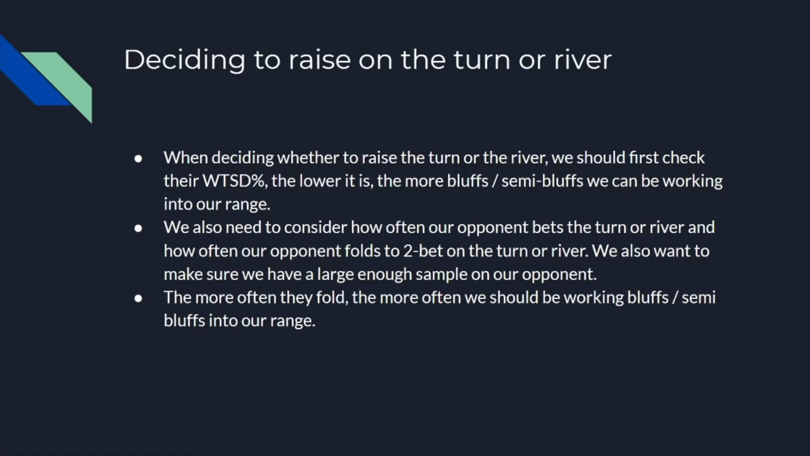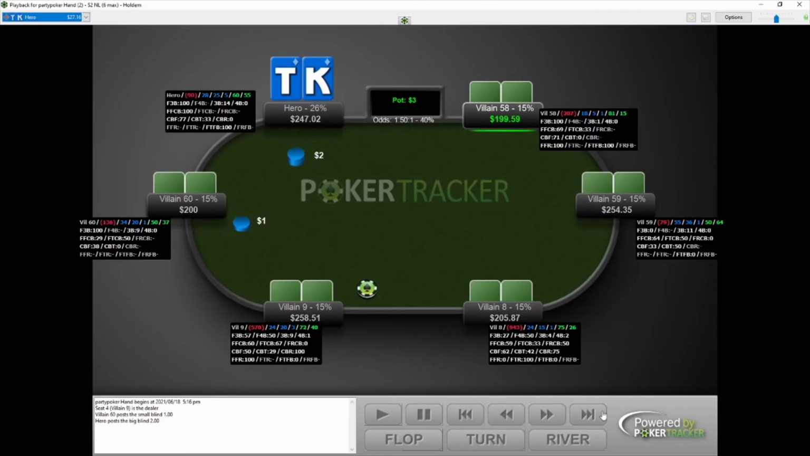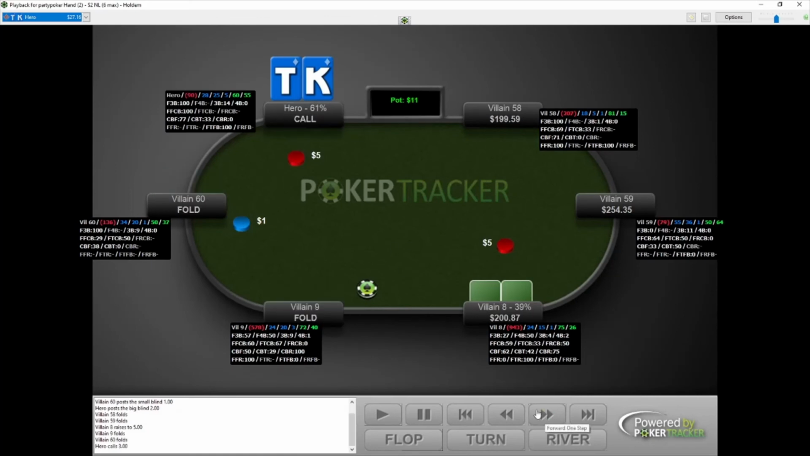So the example that we have here is King-10 suited in the big blind. Our pretty regular recreational-looking villain decides to raise on the cutoff, and we decide to make a fairly reasonable call from the big blind.